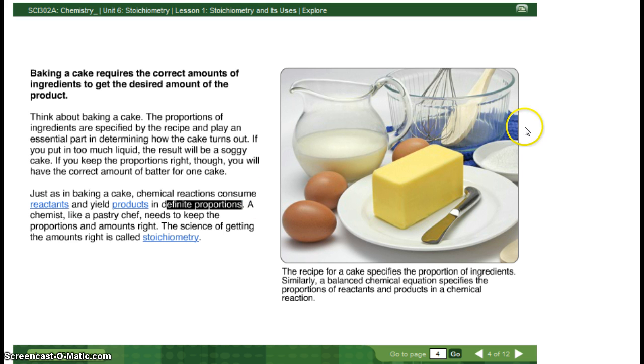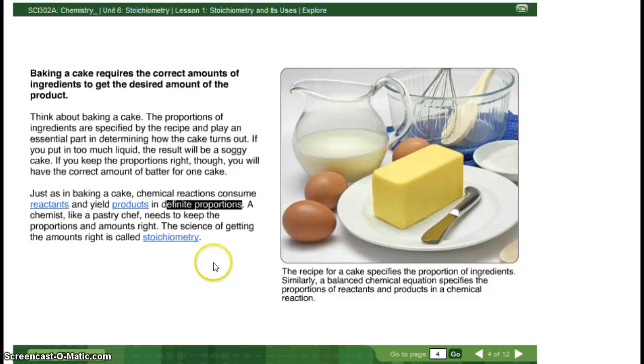Like I said, when you put all these ingredients together, you get one cake. Okay? So the reactants and the products, certain amount of products are created with certain amounts of reactants. A chemist, like a pastry chef, needs to keep the proportions and amounts right. The science of getting the amounts right is called stoichiometry. And we read down here, the recipe for a cake specifies the proportion of ingredients. Similarly, a balanced chemical equation specifies the proportions of reactants and products in a chemical reaction.